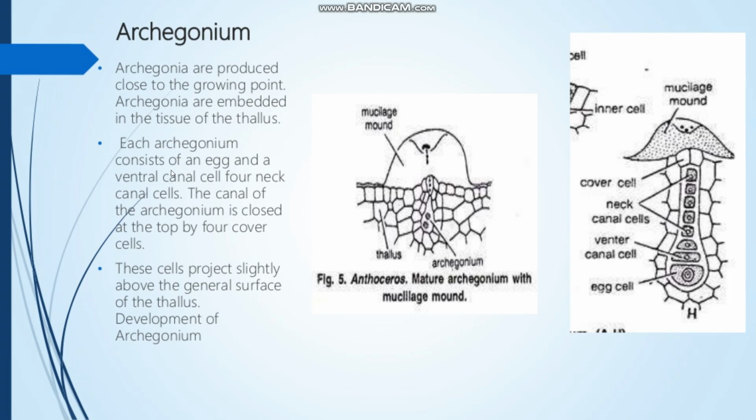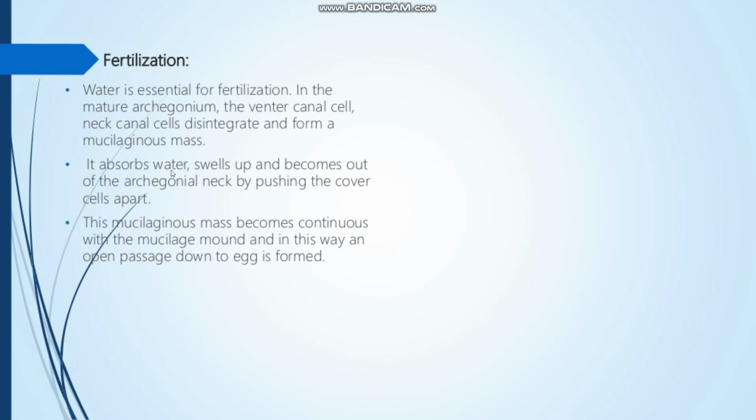So archegonia are embedded in the tissue of the thallus. Each archegonium consists of an egg, a ventral canal cell, and neck canal cells. The canal of the archegonium is closed at the top by four cover cells. These cells project slightly above the general surface of the thallus. Development of archegonium. This figure shows a mature archegonium with a mucilaginous mound for fertilization.